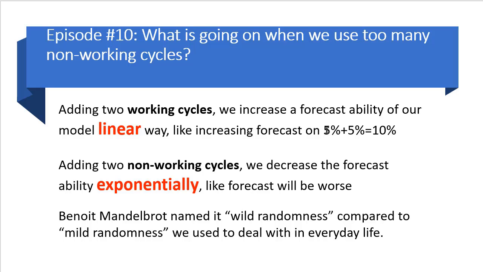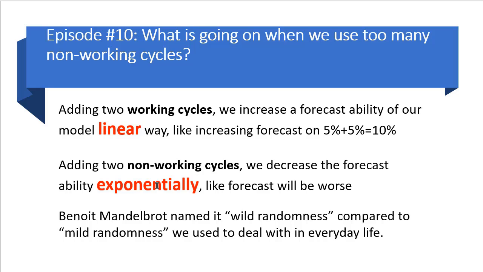To be mathematically precise, these cycles actually should be independent. In this way, we can apply this formula. They should not correlate with each other, otherwise we should apply a Bayes formula, whatever. But in any case, linear. Adding working cycles, we increase forecastability in a linear way. Another story, non-working cycles. Adding new non-working cycles, we decrease the forecastability in an exponential way.